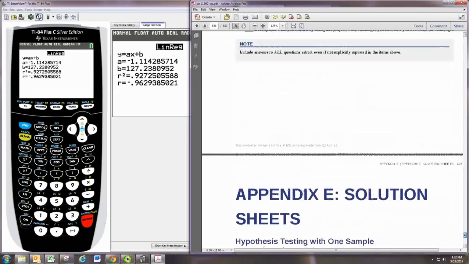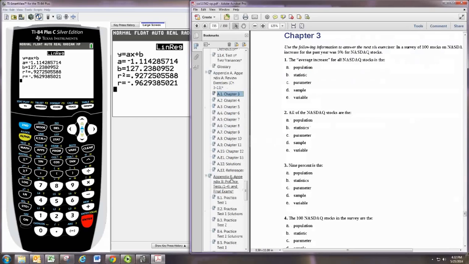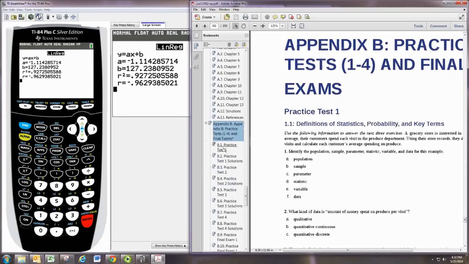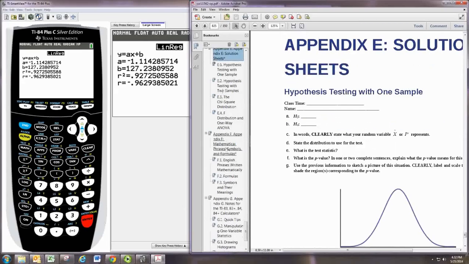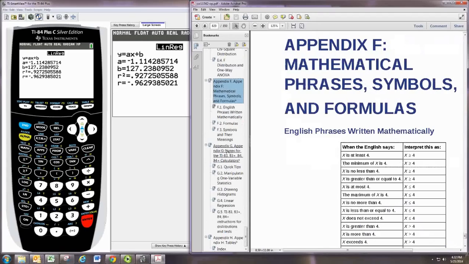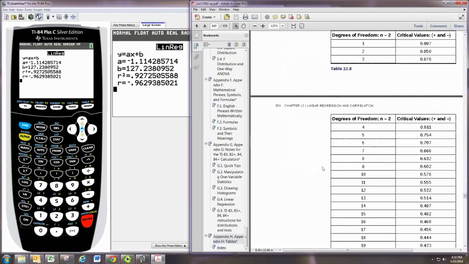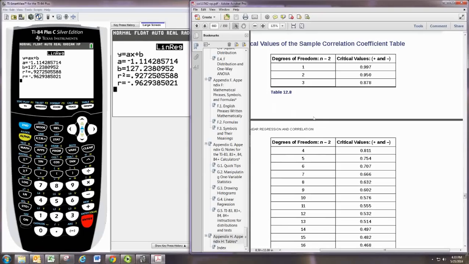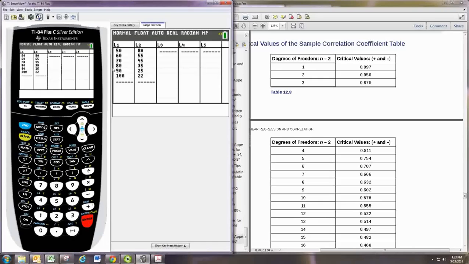Let's see. Data sets, projects, solution sheets, notes. Here we go, tables. There we go, 95% critical values of the correlation coefficient. So here it is. So your degrees of freedom is n minus 2. We had one, two, three, four, five, six pairs of data. So n minus 2 would be 4.